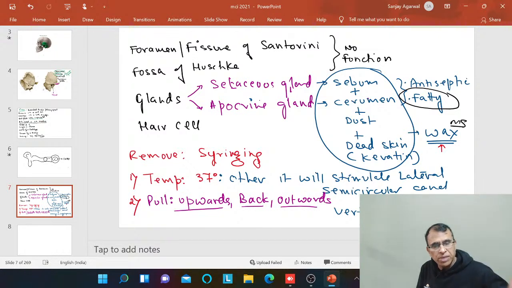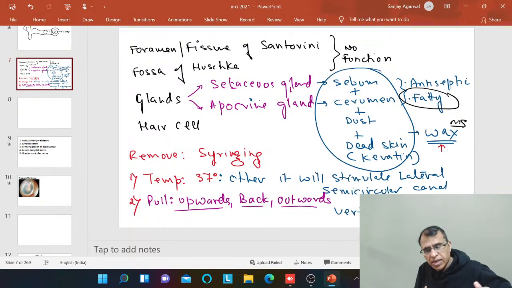Upar, piche aur bahar ki taraf. So when you pull the pinna in this direction in an adult, the canal becomes straight. And now it is easier to do the syringing and remove the wax. Even for foreign body, the same thing is done. So this slide that you see in front of you about canal is a very important slide. Previous slide is less important, this is more important. So this is where they ask you a lot of questions.